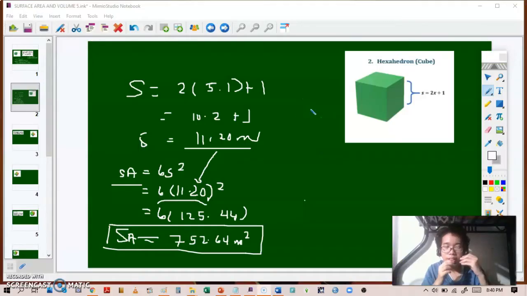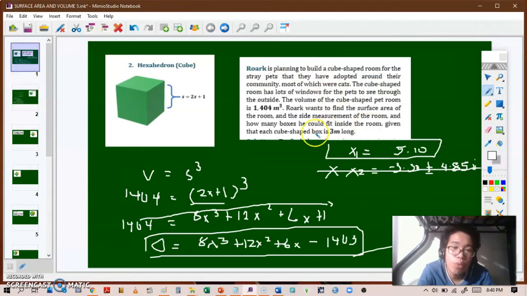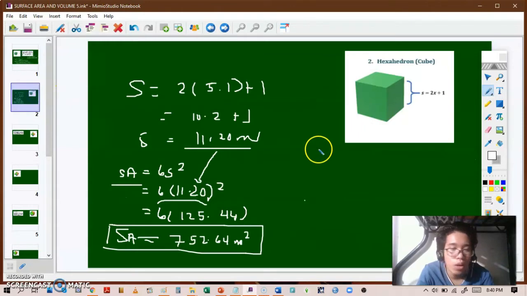Okay, so we got that the surface area of the hexahedron, or the cube that we have here, is 752.64 meters squared. Now we have a third problem here for this cube. Given that each cube-shaped box is 3 meters long, how many of these boxes can you fit inside of this very big cube with a volume of 1,400 metric cube? So how do we do that?